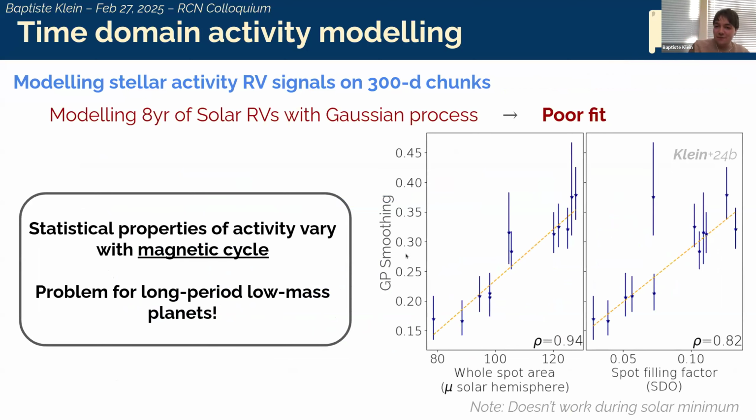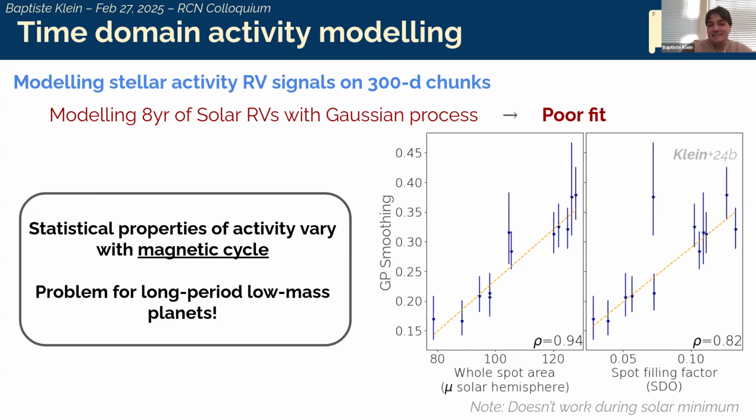The smoothing of the GP correlates very well with the whole spot area, or the filling factor, of the active regions at the sun's surface. The way we can understand that is that if you have a lot of spots at your solar surface, that means that the signal will be more smooth because you will not have suddenly a large group of spots arriving and then breaking your radial velocity signal. Whereas if you have fewer spots on the stellar surface, you're more likely to have suddenly a latitude with quite a lot of spots there that will create an abrupt variation in your radial velocity signal.